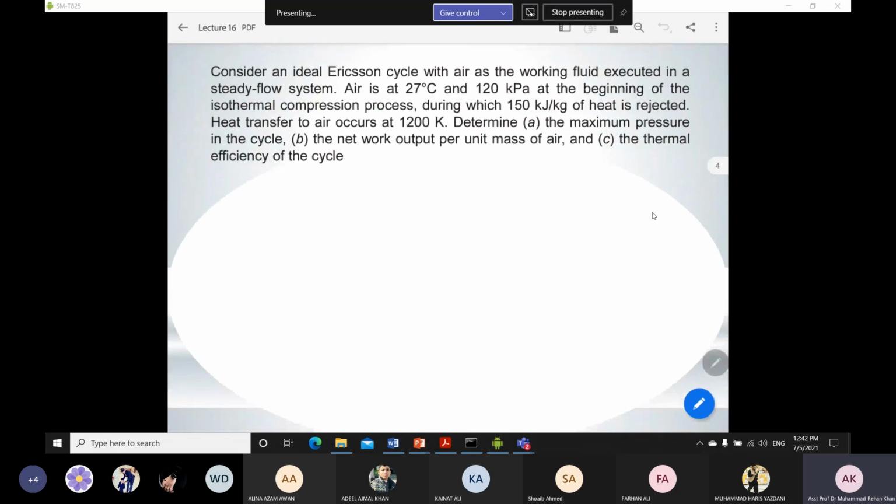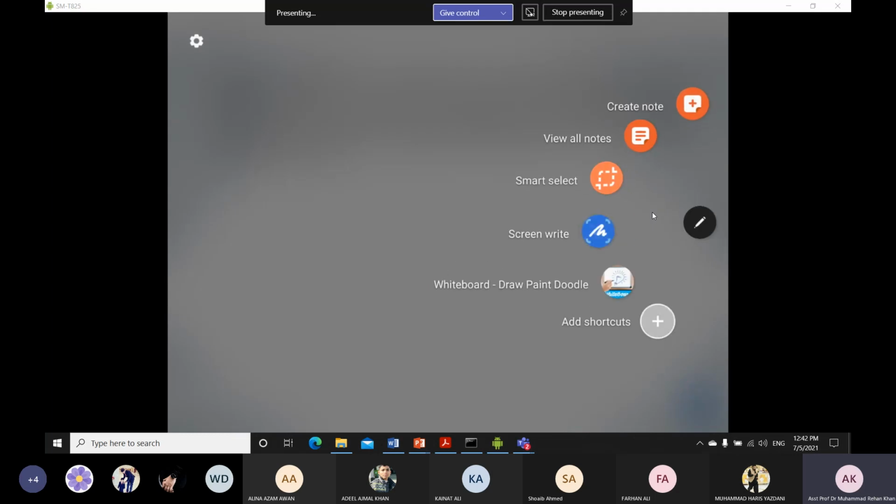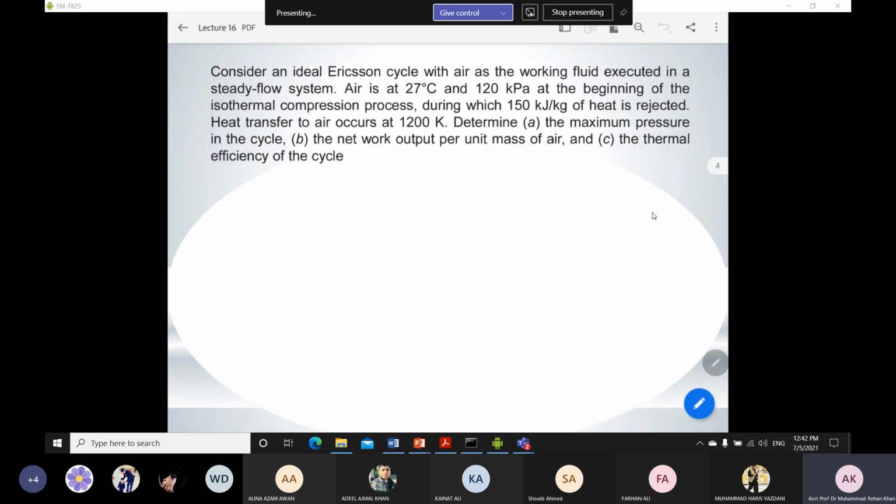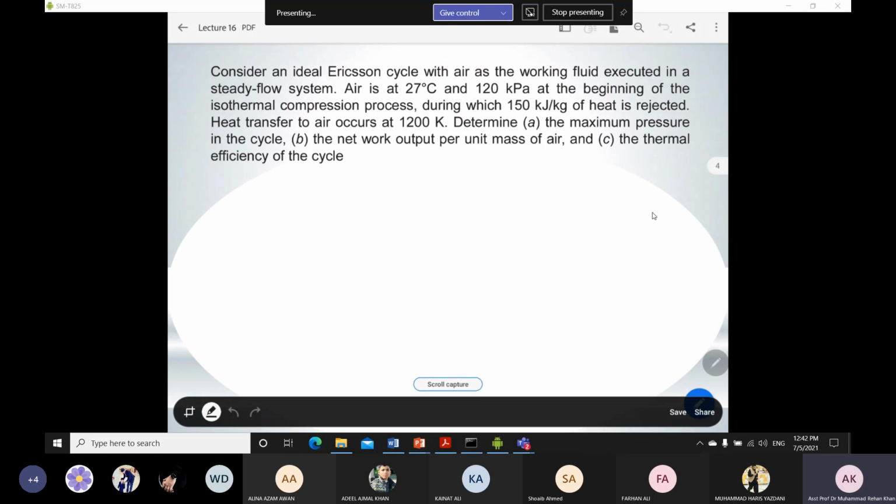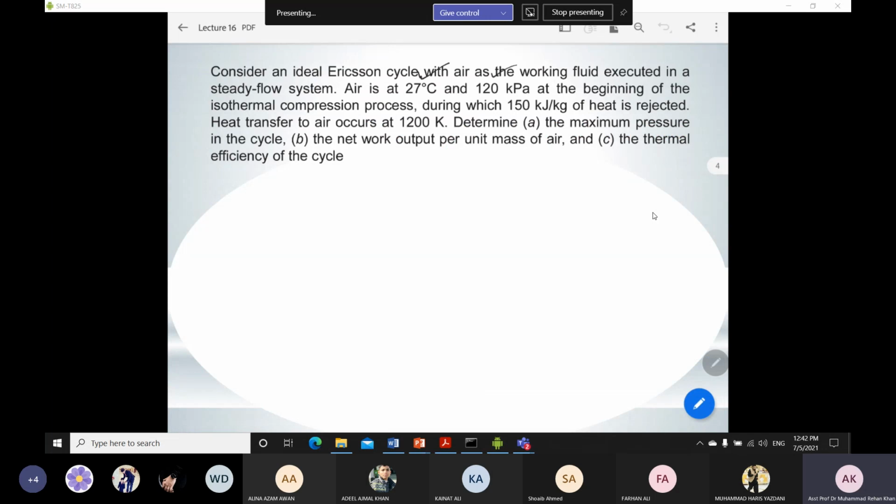Okay, so first you have to read the statement. So this is 9-65 from your book. And the question is: consider an ideal Ericsson cycle with air as the working fluid executed in a steady flow system. Air is at 27 degrees C and 120 kilopascal at the beginning of the isothermal compression process. So if you notice from the TS diagram for the Ericsson cycle, you can easily find that this is state number 3 which we are talking about. The start of compression is at this value T3 and this value P3.